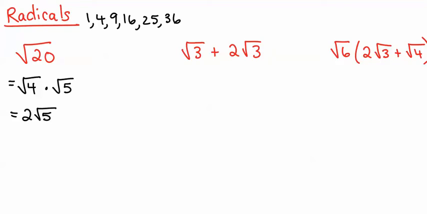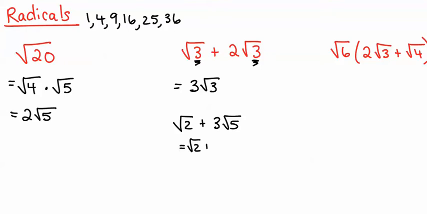Okay, also we need to know how to add and multiply radicals. So to add them, they have to have the same radicand. So like 1 root 3 plus 2 root 3 is actually equal to 3 root 3. If you had, for example, root 2 plus 3 root 5, well, you can't add those together at all. So you have nothing to do. It would just equal what it is.